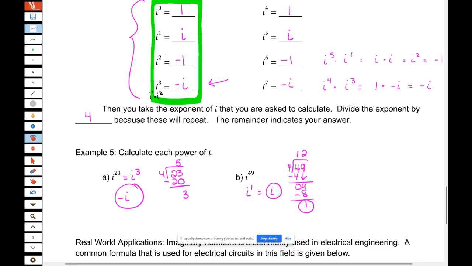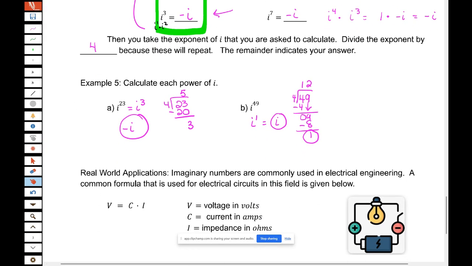So divide it by 4 and use the first four, 0, 1, 2, 3 remainders. Your remainder will either be 0, 1, 2, or 3, and that will be the equivalent. So that's a nice, easy way to do that.